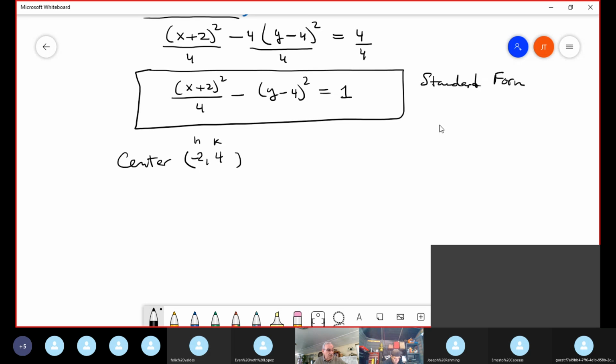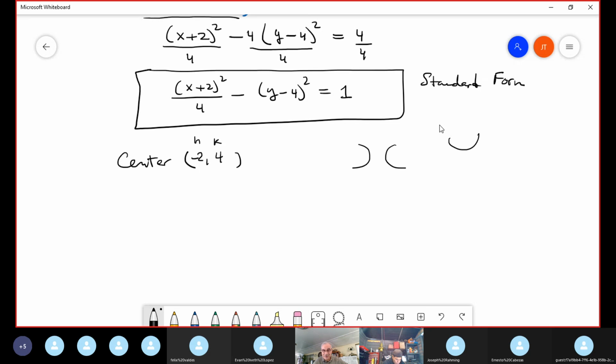Super. Now I need to determine whether our hyperbola is like that or like that. Remember, the hyperbola contains 2 branches. This is called horizontal, and this is called vertical. Horizontal is when the transversal axis is parallel or coincident with the x-axis. Vertical is when the transversal axis is parallel or coincident with the y-axis.